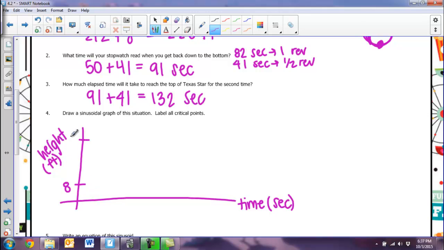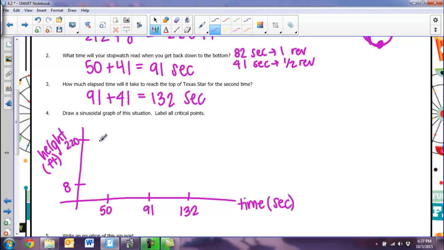And then the highest point that I'm at is 220 feet to get to the very, very top of the Texas Star. The next thing I'm going to label are the points that they gave me and some of those second values on the x-axis that I found. So we knew that it took 50 seconds for us to reach the top. It was 91 seconds for us to get back down to the ground, well, to that one starting point. And then if I was going to go back up, that would be at 132 seconds.